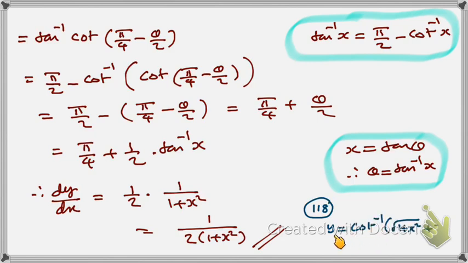And this is the question for you. Y is equal to cot inverse of root of 1 plus x square plus x. So this is almost the same question. It has got a 1 plus x square, so put x is equal to tan theta. I'm going to look at another question.